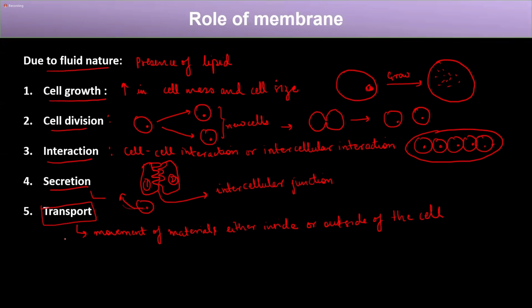Now we will study in detail how transportation takes place through a plasma membrane. The transport in the cell membrane or plasma membrane is of two types. And on what basis is it divided into two types? It is divided on the basis of size or nature of the material that has to be transported.